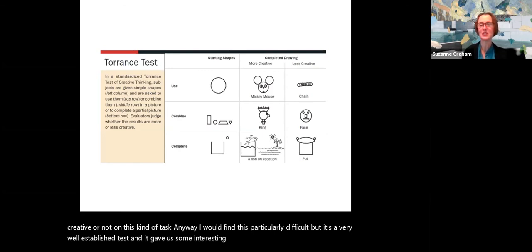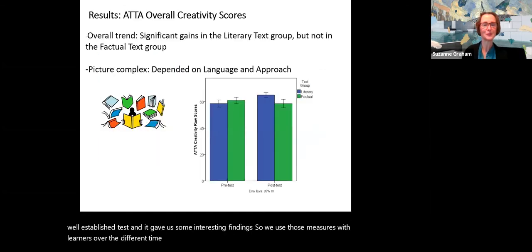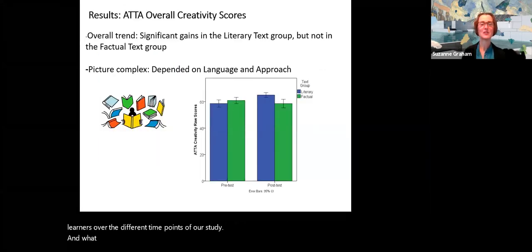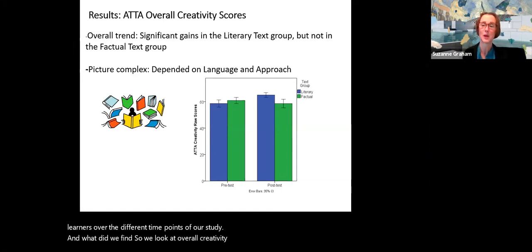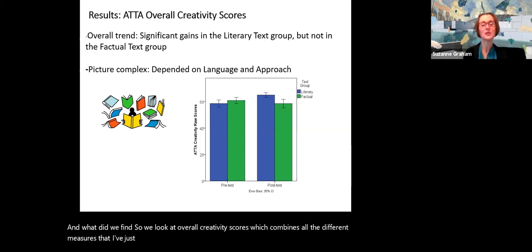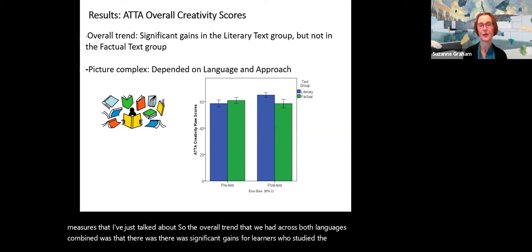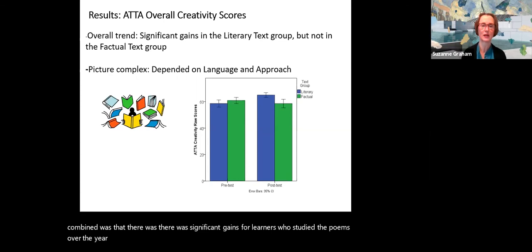So we used those measures with learners over the different time points of our study. And what did we find? If we look at overall creativity scores, which combines all the different measures that I've just talked about, the overall trend that we had across both languages combined was that there were significant gains for learners who studied the poems over the year, but not for the factual text group.